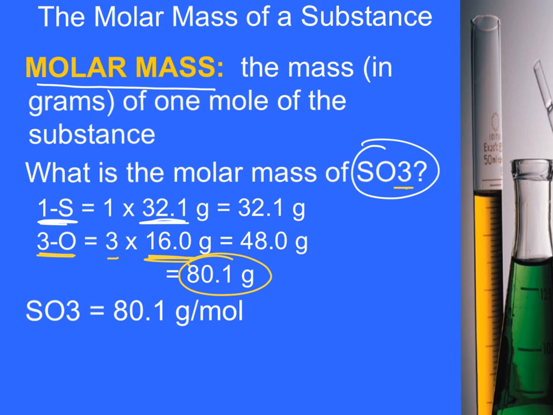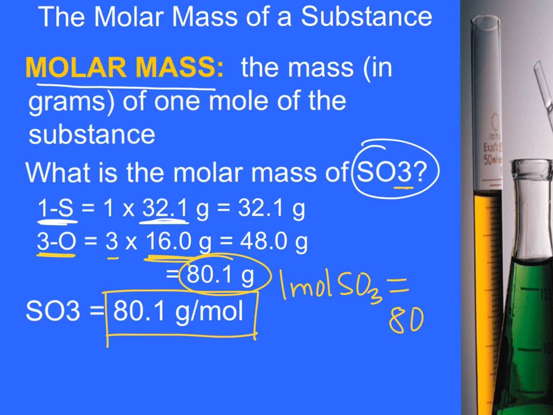And this is how we would write the molar mass. We would write it as 80.1 grams per mole. So in other words, that means if we have 1 mole of SO3, it's going to equal 80.1 grams.